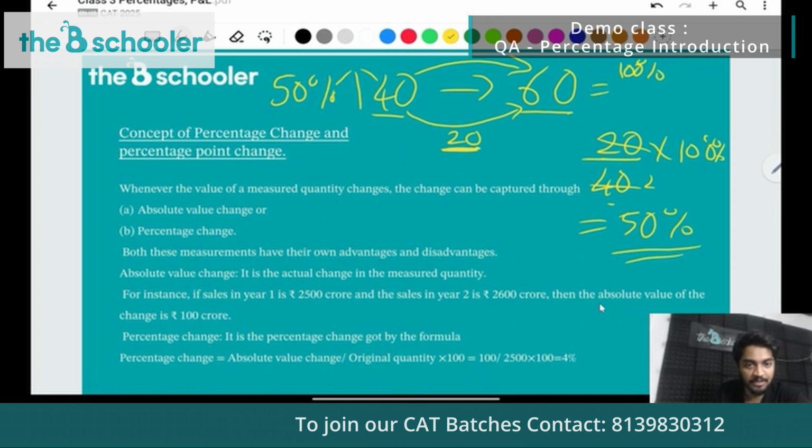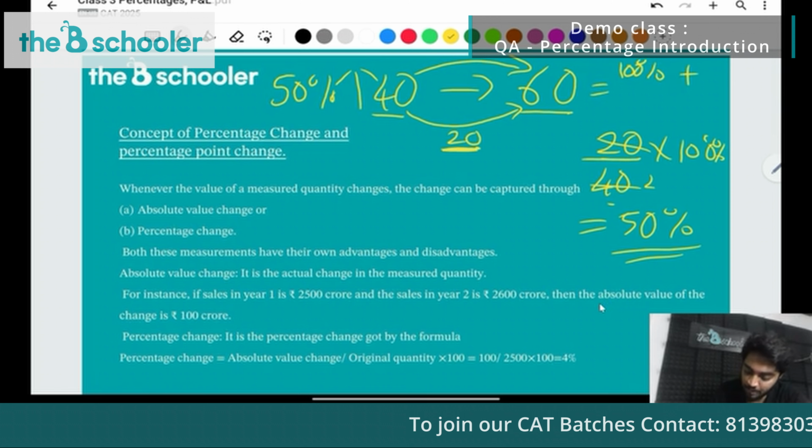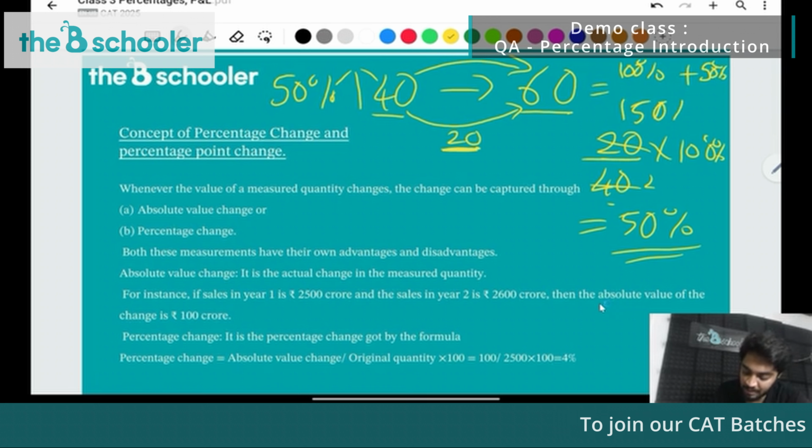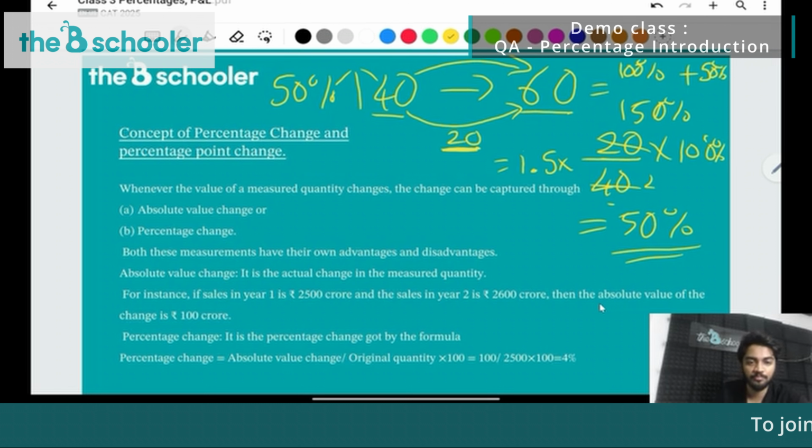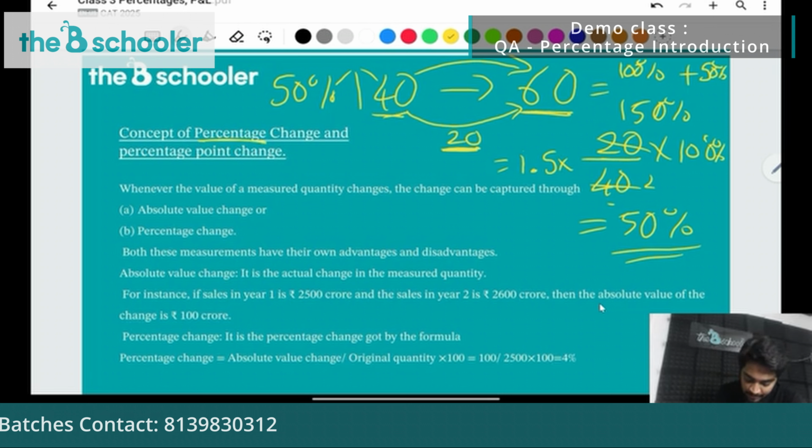Whole of something is 100%, correct? 100% plus ഒരു 50% കൂടി അല്ലേ? That means the final value became 150% of the initial value. 150 means the final value became 1.5 times the initial value. Is that clear? Correct അല്ലേ? If you look at this, 1.5 times 40 is 60. Clear? So this is called percentage change.